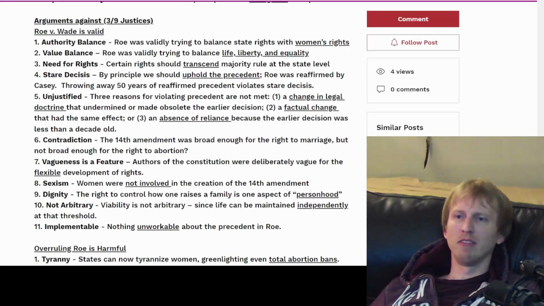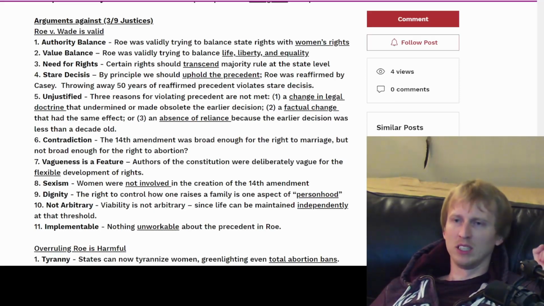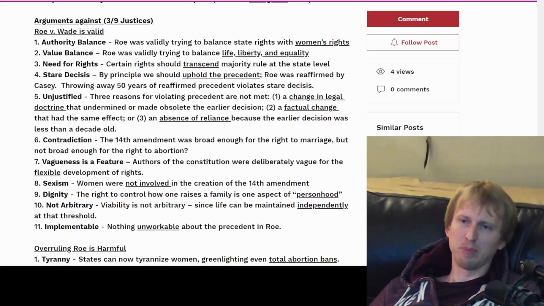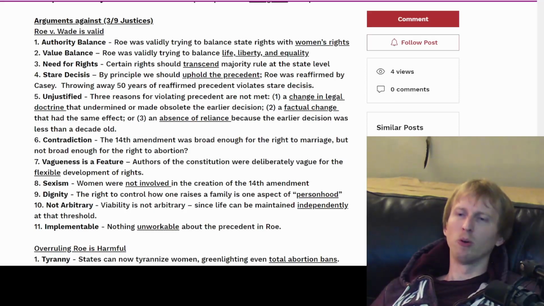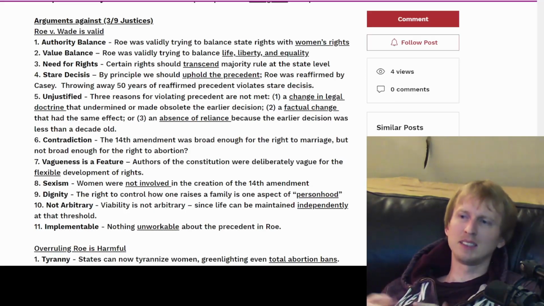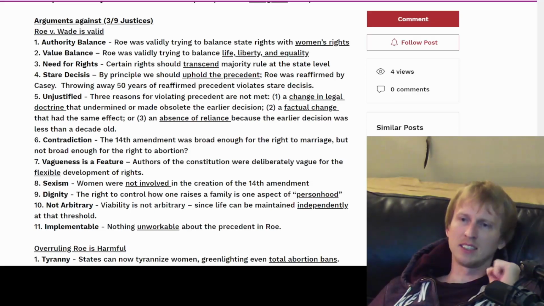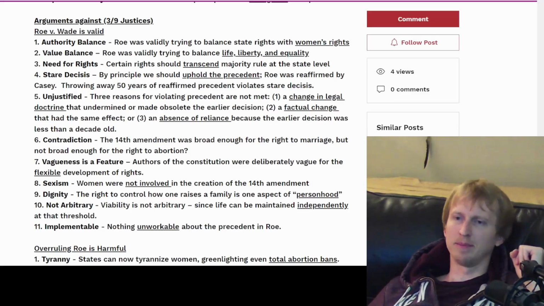The next argument is vagueness is a feature, right? So the six justices were saying vagueness is a problem. The vagueness of the word liberty is a problem. These justices are saying the vagueness of the word liberty is a good thing. The authors of the Constitution were deliberately vague for the purpose of allowing us to be more flexible in the development of our rights. The more specific in the wording of the amendments, maybe there's less wiggle room. By being vague, it helped let us expand those amendments to give us the most amount of rights, which could be argued to be a good thing.